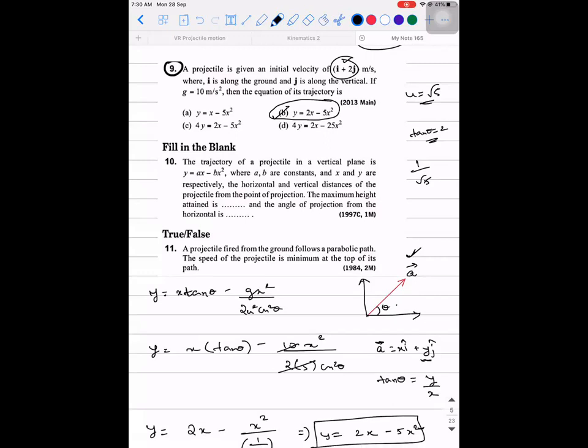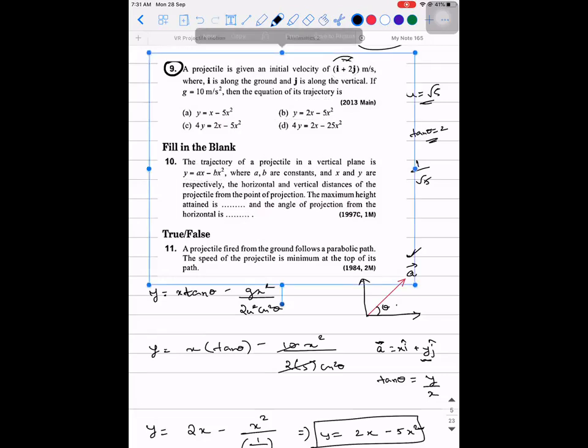Yes? Yes, sir. Next. You people try this problem. I'll give you 1 minute time. The trajectory of a projectile in a vertical plane is given by the equation y is equal to ax minus bx square, where a and b are constants and x and y are respectively the horizontal and the vertical distance of the projectile from the point of projection. The maximum height attained is, and the angle of projection from the horizontal is.